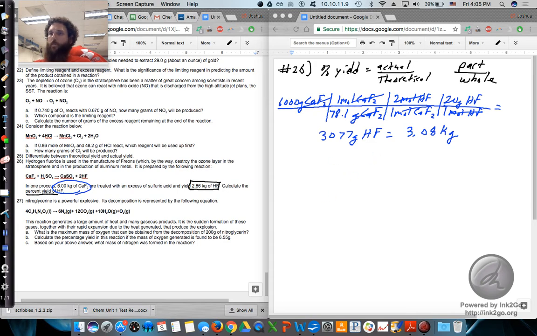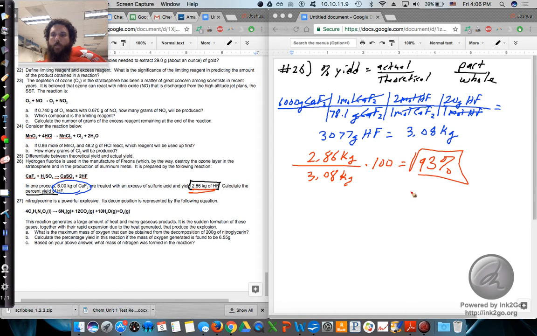We can go through the final process of percent yield, which is going to be our actual yield, which was obtained in the chemical reaction by doing this in lab. 2.86 divided by 3.08. And don't forget to multiply this by 100 to get it back into percent. About 93% is our answer.